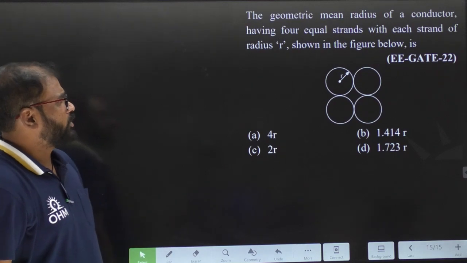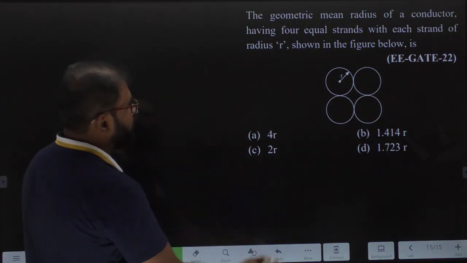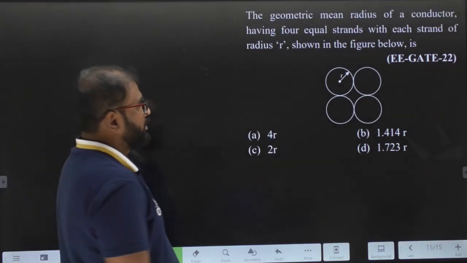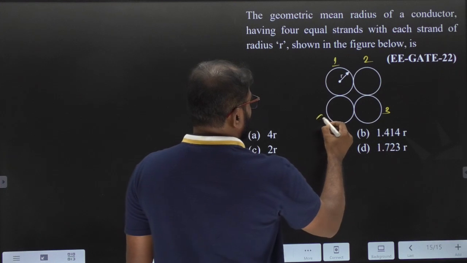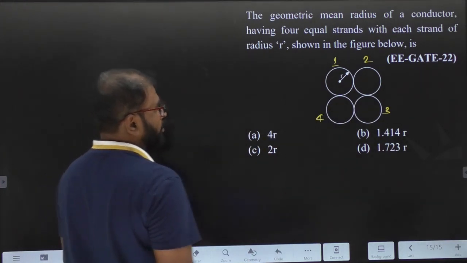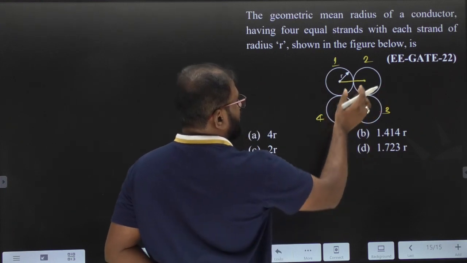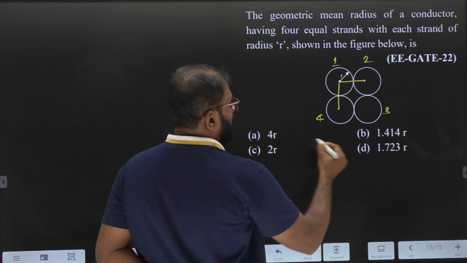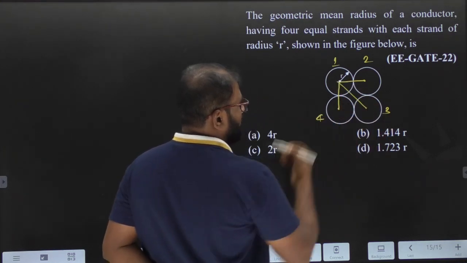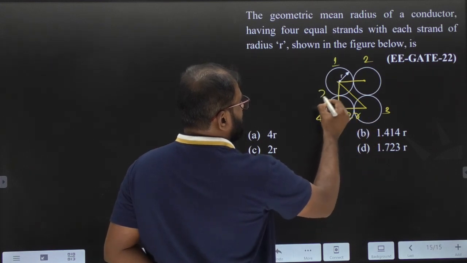Again, it's a very simple question. For the configuration shown, it is asking us to calculate the GMR. If you notice, a 4 conductor system is given. The radius of all the conductors is known, that is R. So what is the distance from 1 to 2? This is R and this is R, so we get 2R. Here also this is 2R. But what about this distance, which is unknown? We can calculate it. This is 2R and this is also 2R.